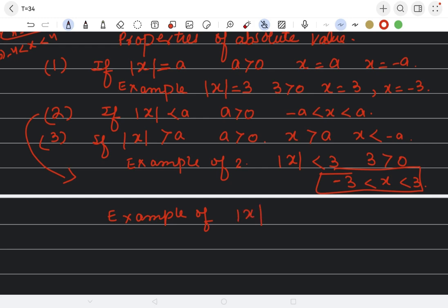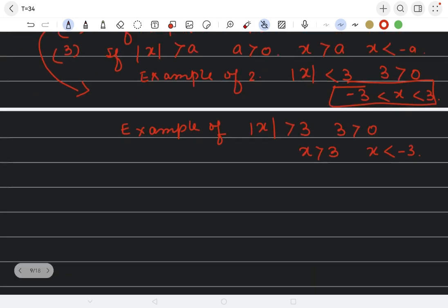If the absolute value of x is greater than 3, and 3 is greater than 0, then your x will be greater than 3 and your x will be less than minus 3. So this is how you have to follow the properties of absolute value. Very, very important and very, very conceptual. If you don't understand the mechanism of them, then obviously it is not possible for you to solve it. You need to study it.